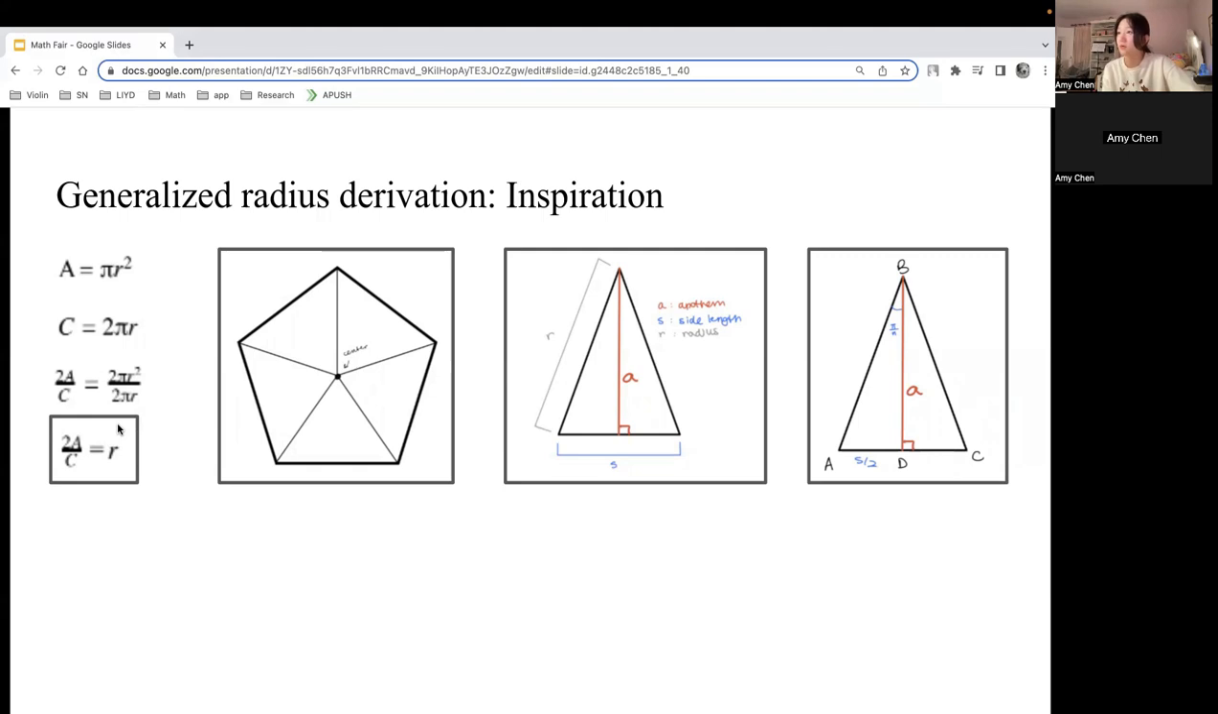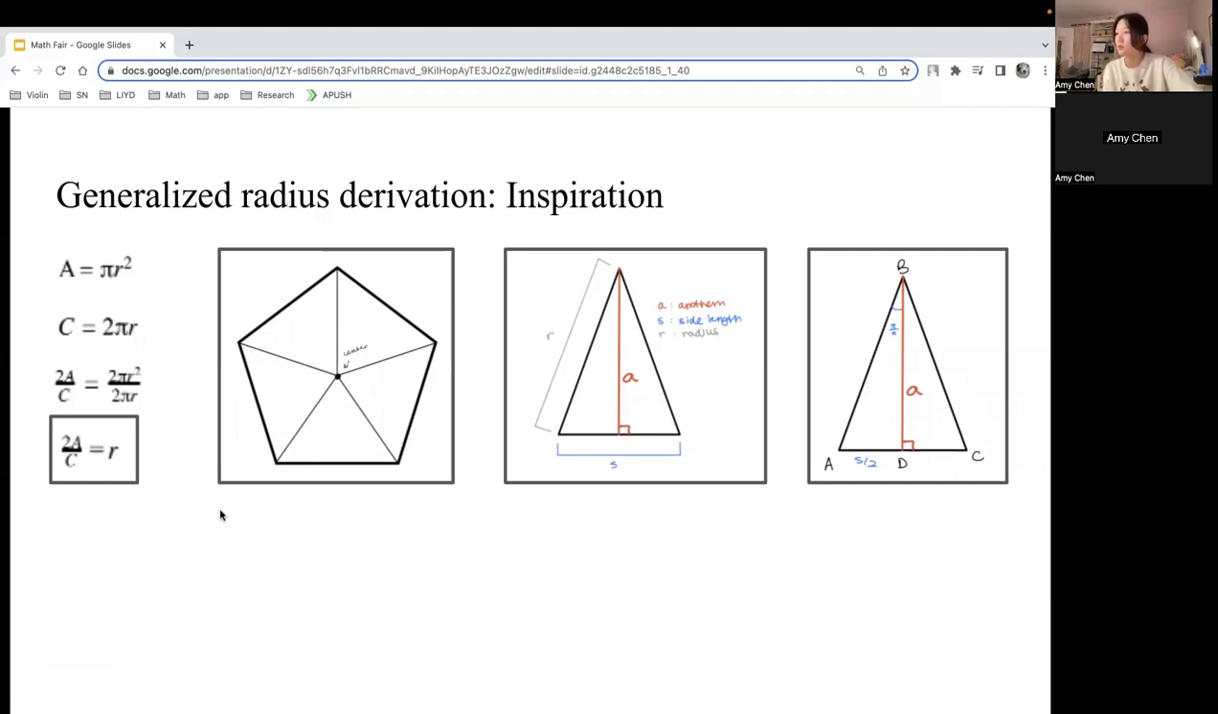This rule can be generalized for a regular polygon. Consider an n-sided polygon with side length S. The polygon can be divided into n triangles by drawing line segments from the center to each of its vertices. The example for n equals 5 is shown above. All of the triangles are congruent by SSS congruency.